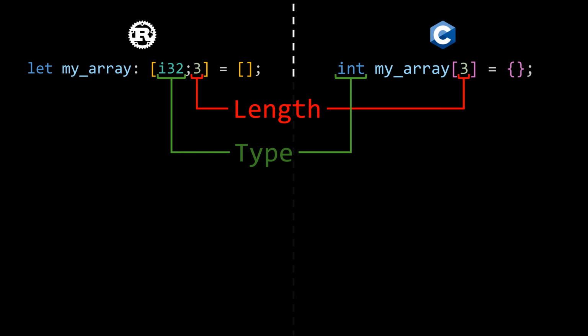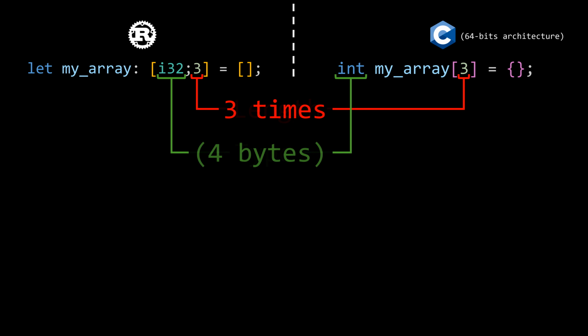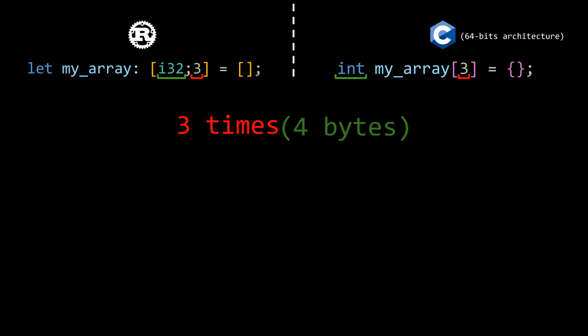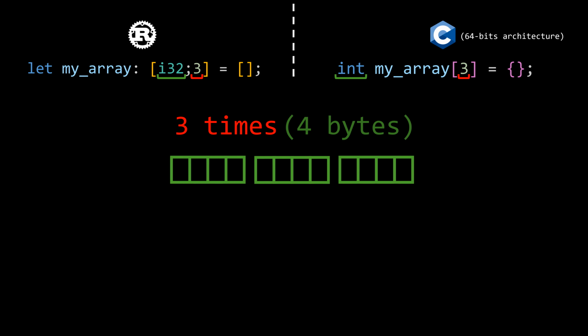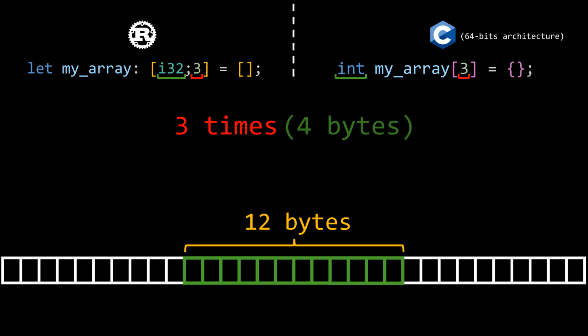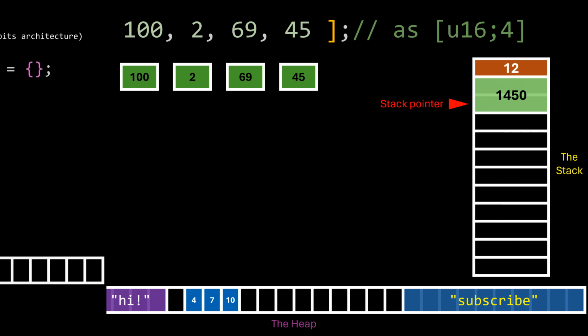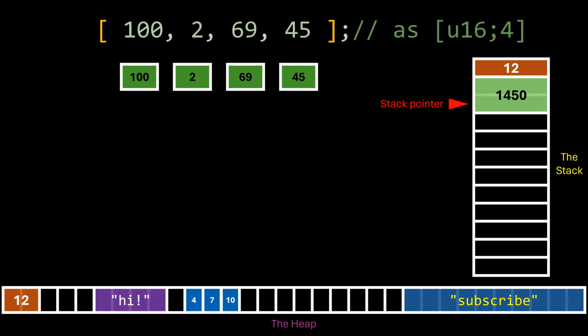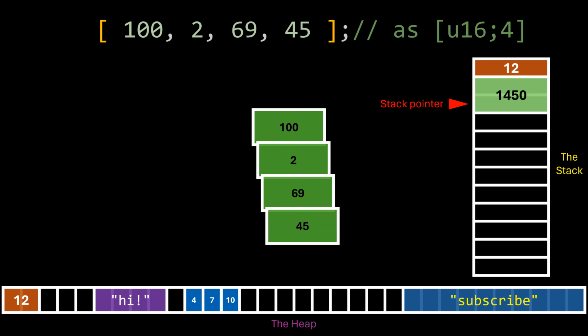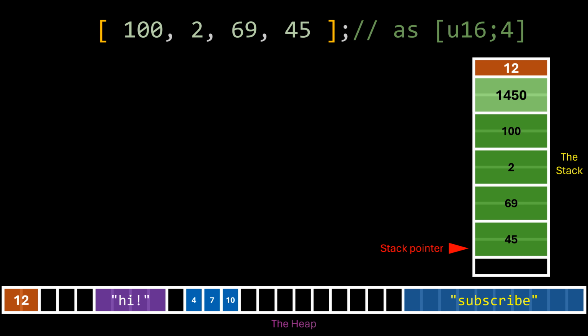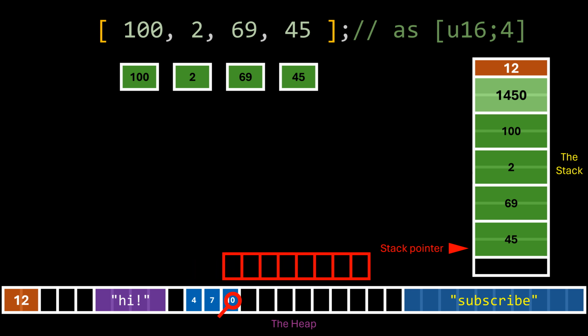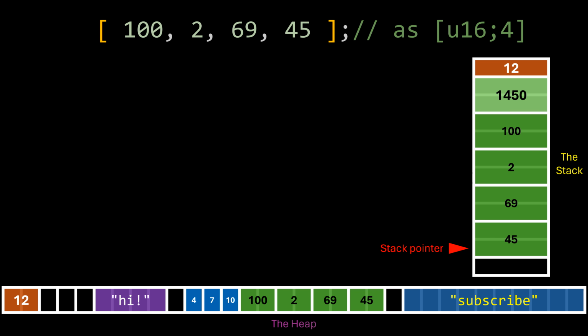The type specification informs the compiler about the number of bytes each element occupies in memory. By multiplying this value by the array's length, the precise amount of memory required to store the entire array can be determined. Whether the array is stored in the stack or the heap, this information is essential to know how much to move the stack pointer and allocating a sufficiently large memory space, respectively. You can check out my 2 previous videos for more details about this.